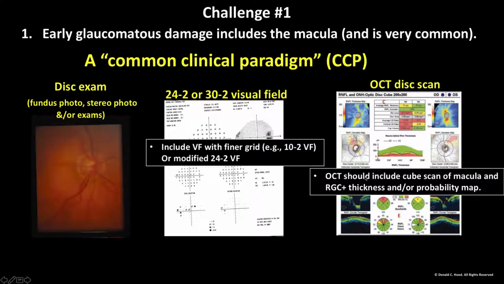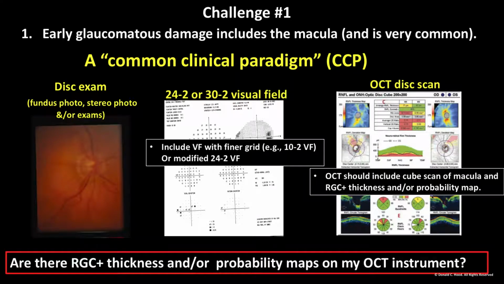And the OCT must, I would argue, include cube scans not only of the disc but also the macula, or a single cube scan if it includes both the macula and the disc. Are there such plots on my instrument, you may ask? And at the very end of this series of lectures, I will address that question.